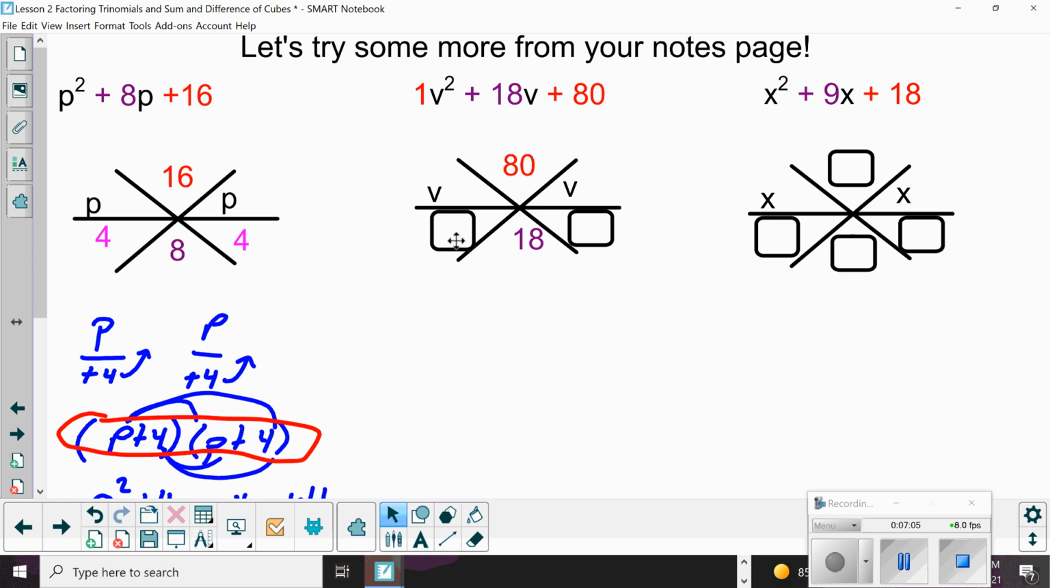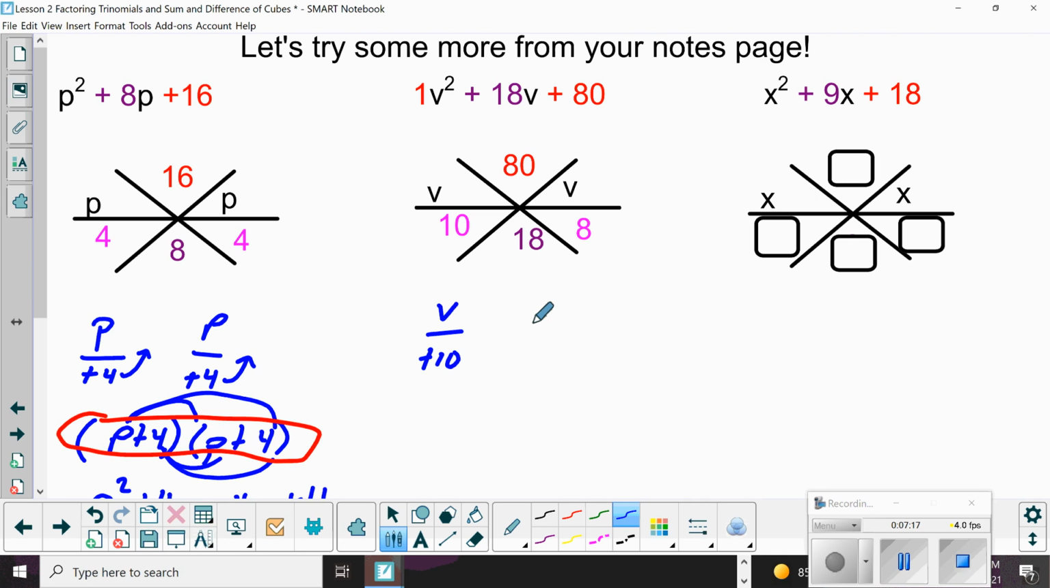Did you get 10 and 8? Fantastic. Well, now this means that we have V over positive 10 and V over positive 8. Neither one of these fractions reduce, so all I have to do is bottoms up.